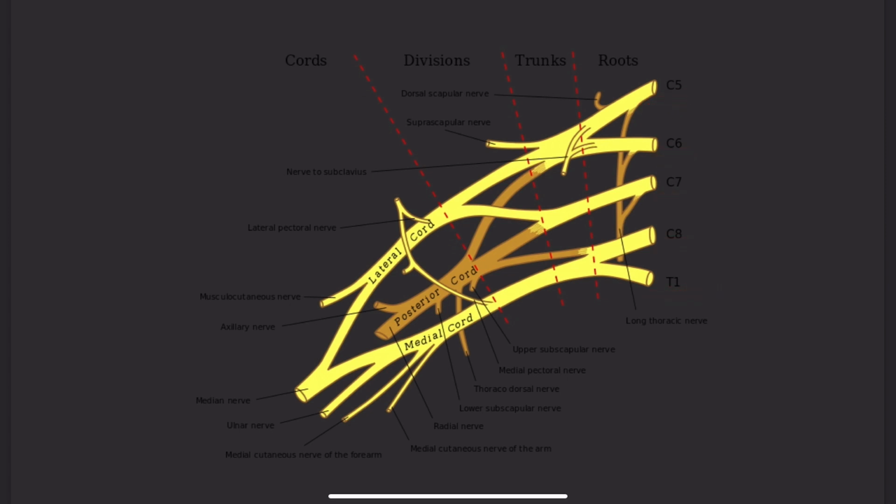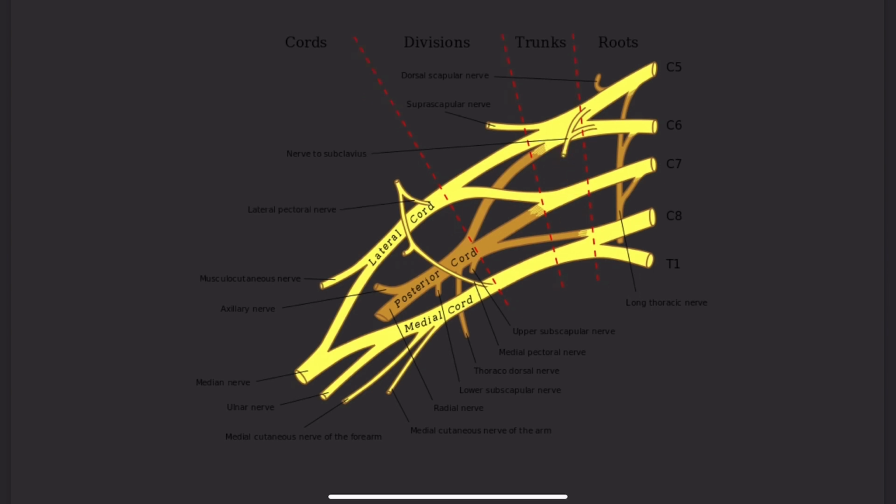C5, C6 and C7 form the long thoracic nerve. C5 also gives out a dorsal scapular nerve. Remember, C5 will also give out a branch to the phrenic nerve. C5 and C6 will combine to form the superior trunk. C7 will go on to form the middle trunk. C8 and T1 will form the inferior trunk. From the superior trunk, we also have the nerve to the subclavius muscle and the suprascapular nerve.